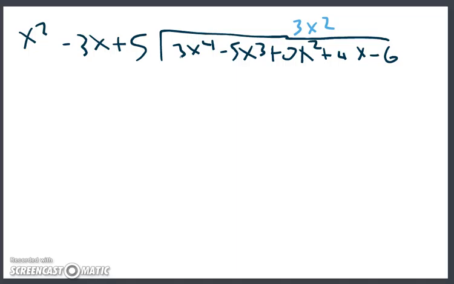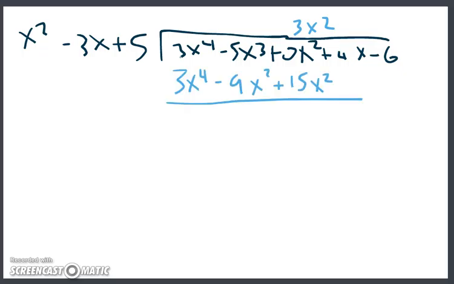To begin dividing, you get each outside number and multiply by 3x squared. So 3x squared times x squared equals 3x to the fourth power, and 3x squared times negative 3x equals negative 9x to the third power, and 5 times 3x squared equals 15x to the second power. Now since you have 3x to the fourth power, they cancel each other out.